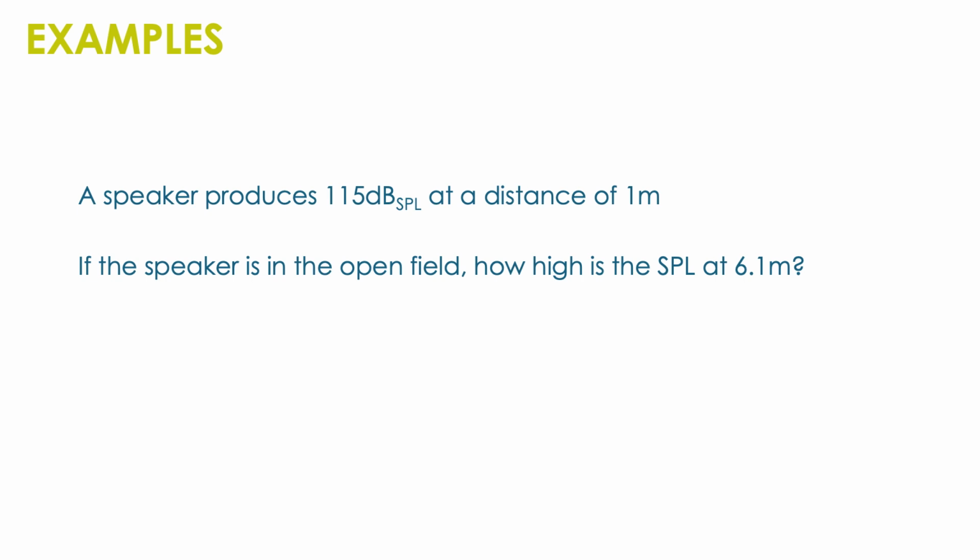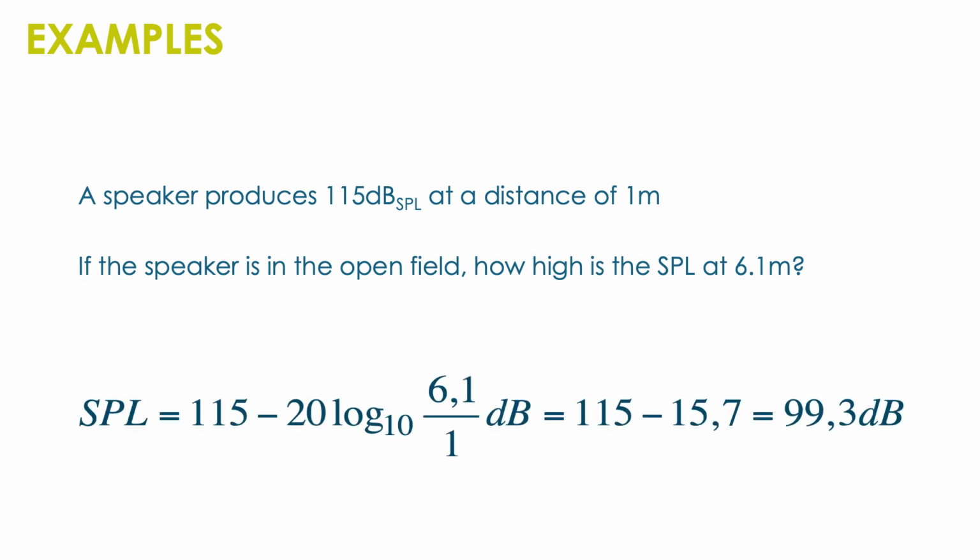So let's consider the formula. SPL is equal to 115 minus, and we use the formula with the 20, so 20 log 6.1 over 1 decibel. So which is basically 115 minus 15.7, which results in 99.3 decibel.